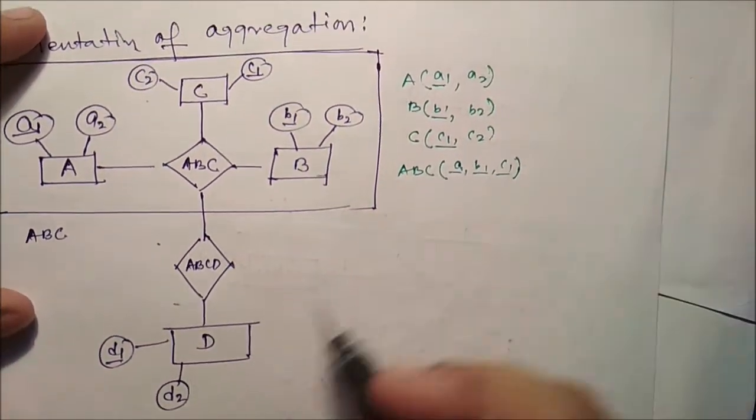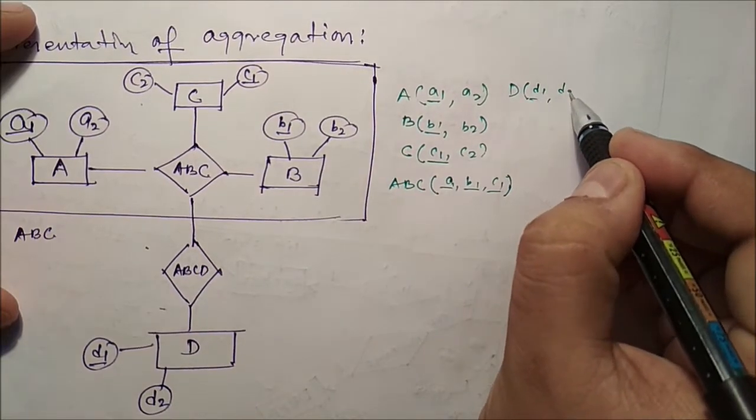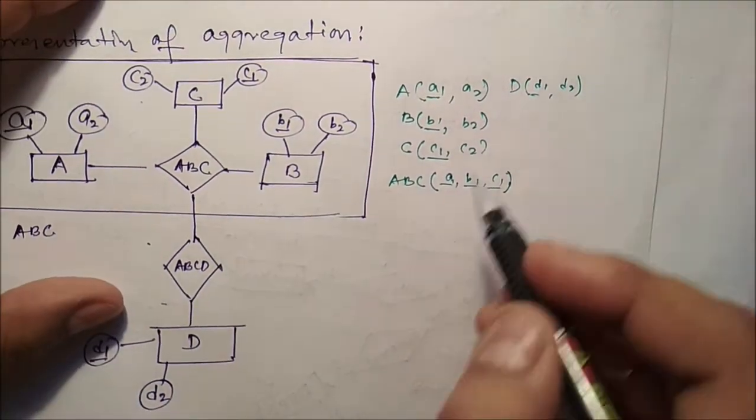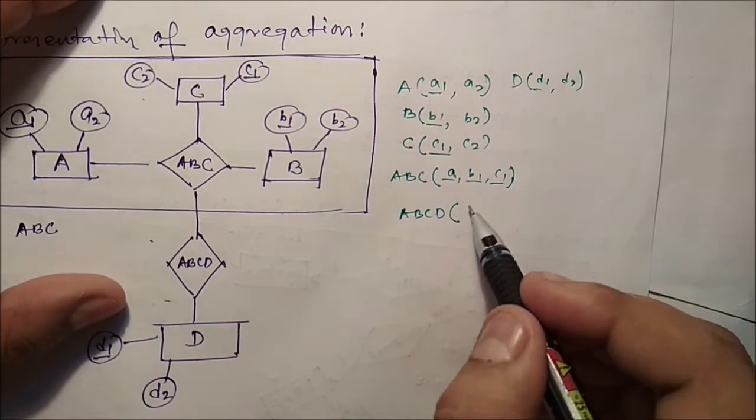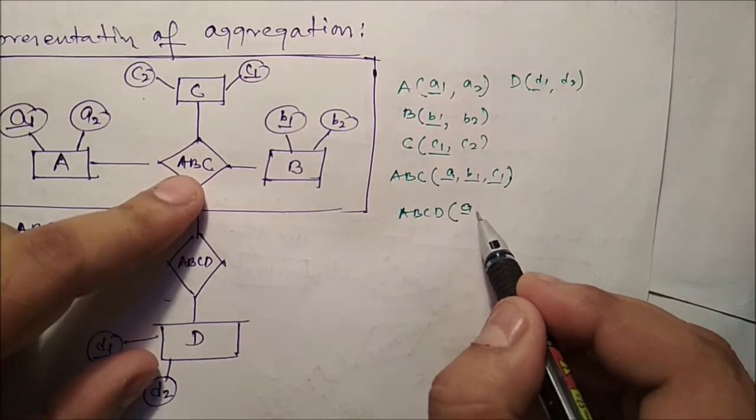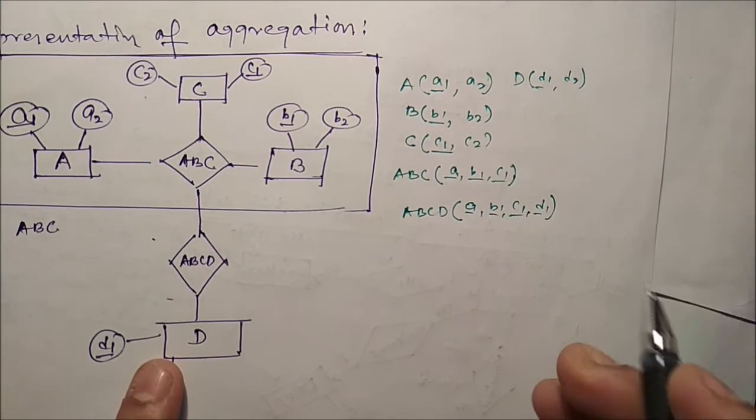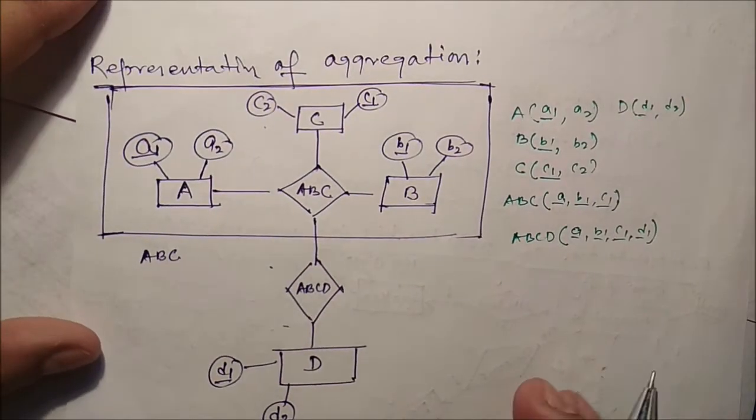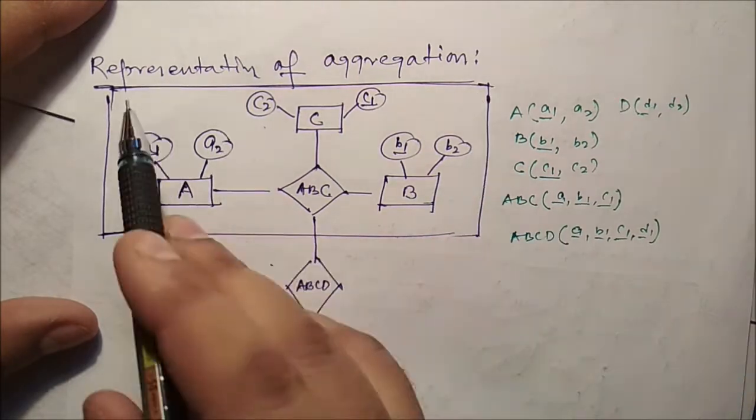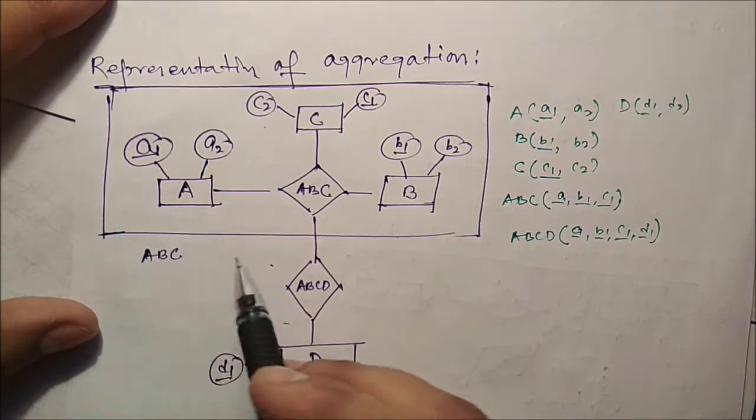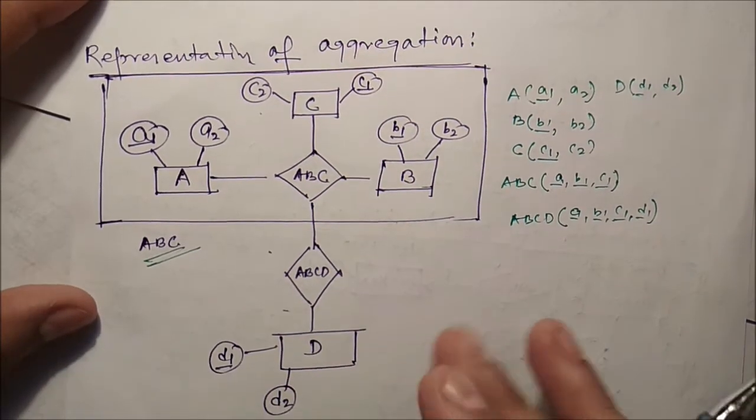Next is D. For this particular D, we need D1 and D2. And for ABCD, we need from ABC, so A1, B1, C1, and D1. Now here ABC is nothing but a relationship, but we designate it as an entity set. The name of this entity set is ABC, hence it is called aggregation.